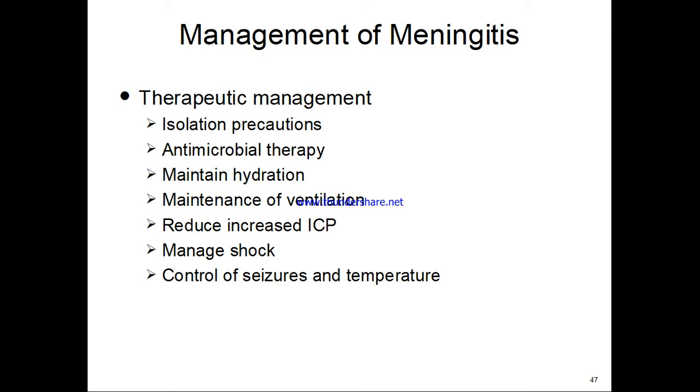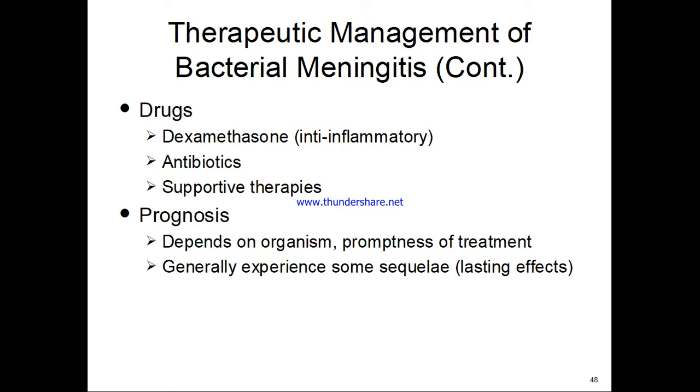So therapeutic management of meningitis includes droplet isolation, antibiotics, maintaining hydration, maintaining ventilation as needed. Some of these kids, it progresses to a point where they need respiratory support. Keeping the ICP down and managing that. If that goes up, managing shock and control of seizures or temperature. These kids are at high risk for seizures and fevers. For drugs, we're going to give anti-inflammatory steroids like Decadron, antibiotics, supportive drugs as needed.